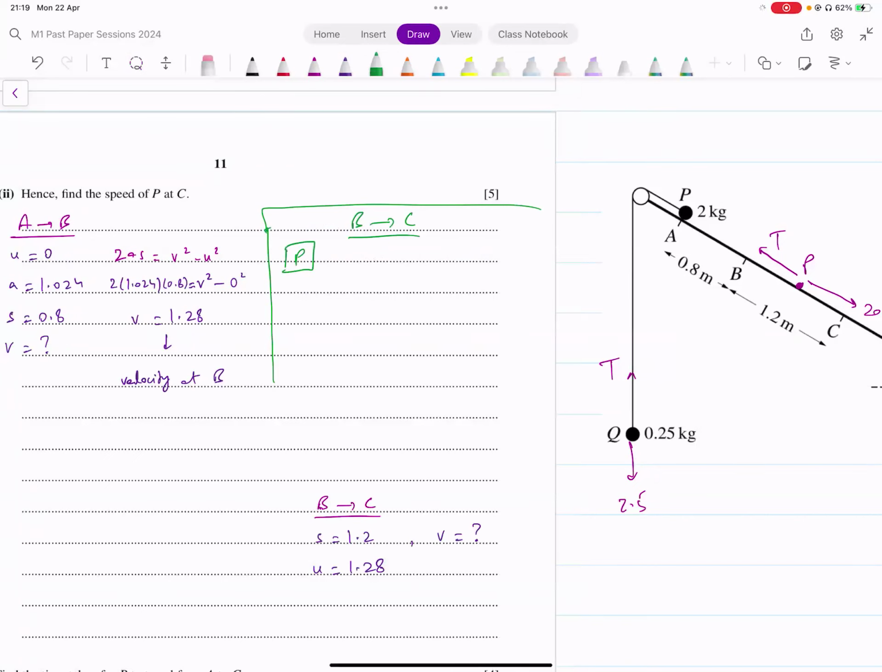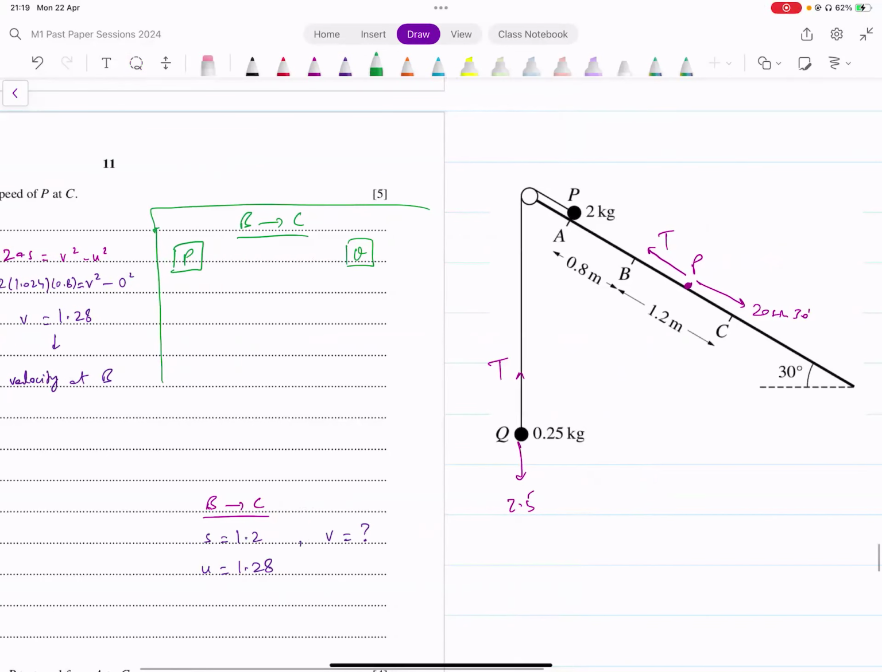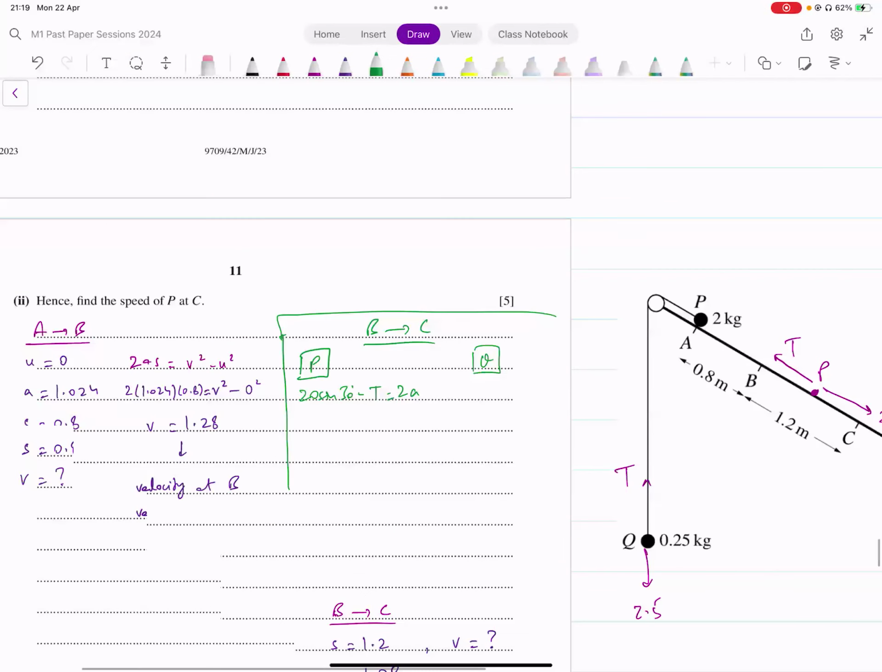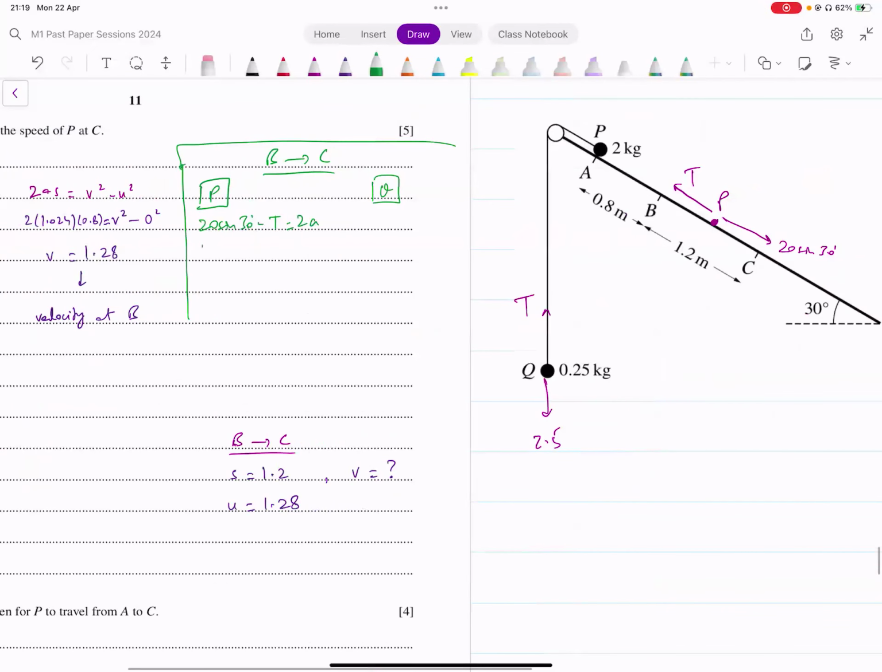We've got particle P and we've got particle Q. What are the forces acting on P? Forward force is 20 sine 30, backward is T. That equals mass of P, which was 2, into a. This gives you 10 minus T equals 2a. That's one equation. And from this, T equals 10 minus 2a.